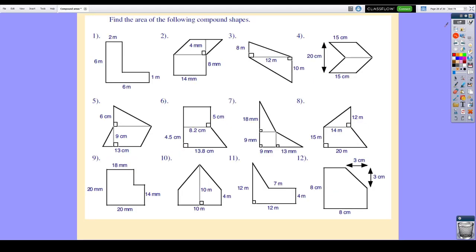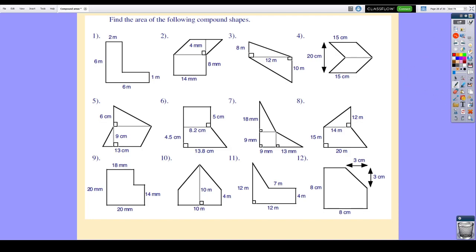So I've got 12 of these that I'd like you to have a go at. It'd be well worth drawing a little sketch of these diagrams for yourself. You can see we've got some grey lines here as well to give us some of the measurements. So we know that this line here is the 4 millimetres. So there's 12 of those for you to have a go at.